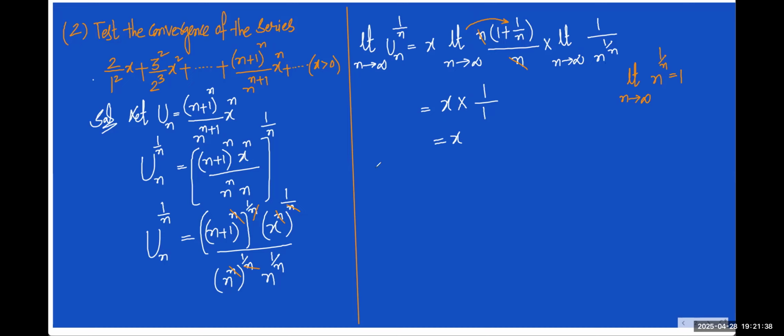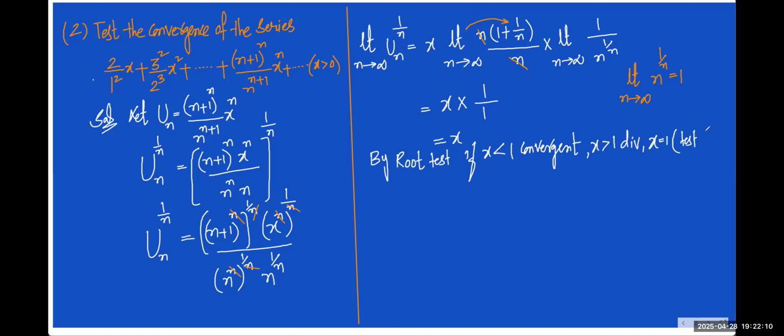So it is neither convergent nor divergent, so we write by root test. Depending on x, if x is less than 1, be careful, less than 1 is convergent here. By the root test, if x is less than 1, convergent; x is greater than 1, divergent; x is equal to 1, the test fails. X is equal to 1, the test fails.